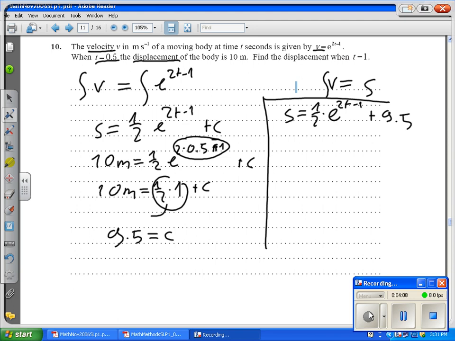Now I can find the displacement when t equals 1. s equals half times e to the power of 1 plus 9.5. And I can leave this as my final answer, or if you have a calculator, for example, you could find out the specific answer, but for now, this is fine, because this is paper 1.